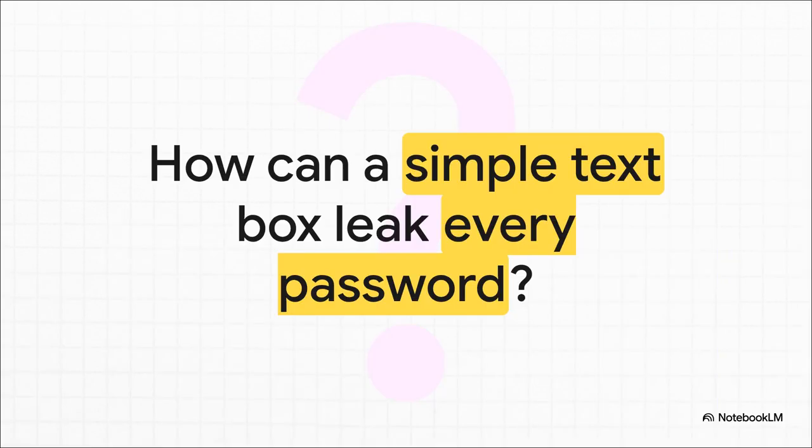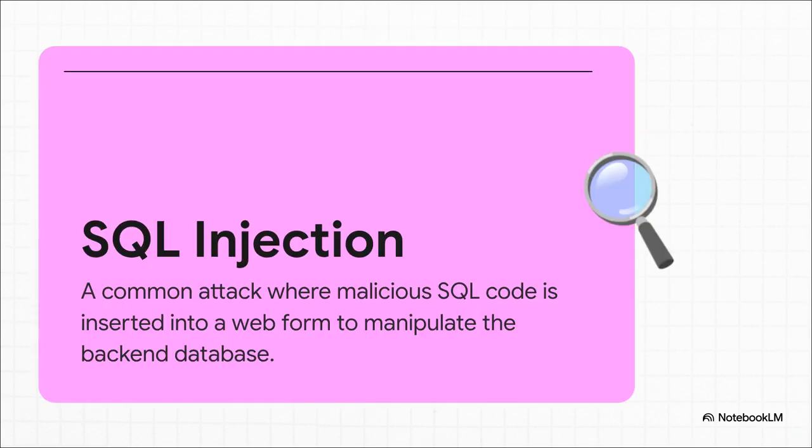How can a totally innocent-looking text box, like a login field or a search bar, be turned into a key that unlocks a company's entire database, passwords and all? It sounds like fiction, but I promise you it's not. The technique behind this is called SQL injection. At its core, it's a way of tricking a website. An attacker writes a little piece of a database command and hides it inside what looks like normal data. The website's application then accidentally runs that malicious code, doing things it was never, ever supposed to do.